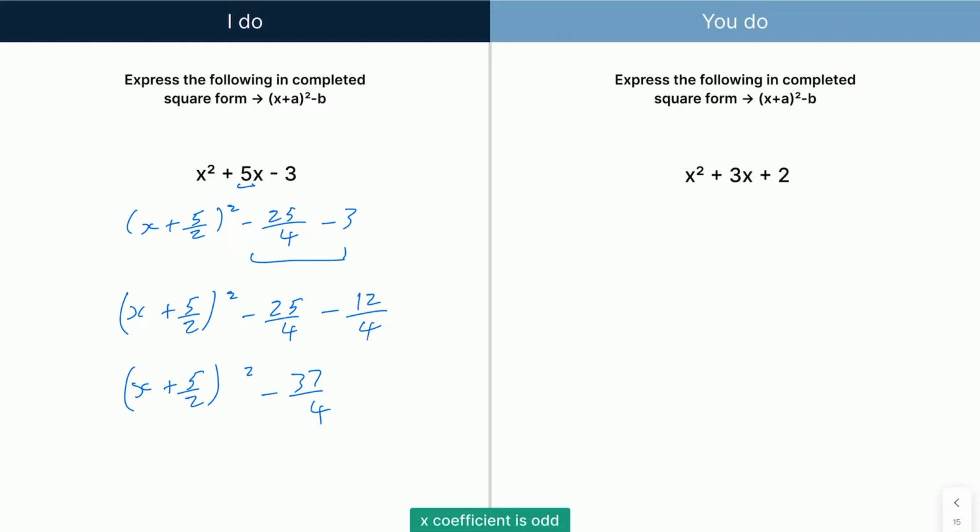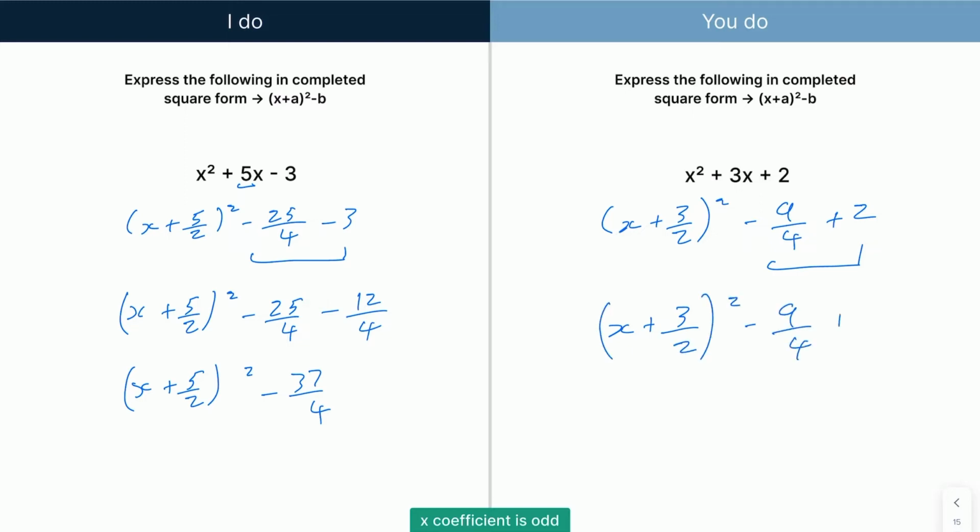Again, hopefully you've pressed pause and had a go at the example on the right. So again, write your brackets, half the value, square that value and subtract it. So that's 9 over 4 plus 2. Now again, to tidy this up, we're going to do the exact same. So we are going to multiply the top and bottom of 2 by 4. So that becomes 8 over 4. And now, because the denominators are the same, we can tidy that up. So that's x plus 3 over 2 squared minus 1 over 4.